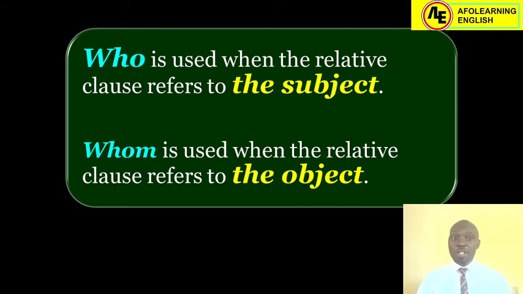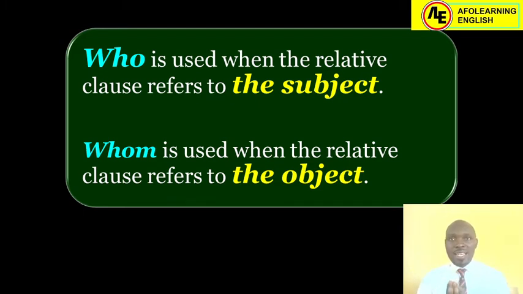Who is used when relative clauses refer to the subject. So when you are referring to the subject in a sentence, you use who. Very good. What about whom? Whom is used when the relative clauses refer to the object. So when I want to use whom, I must use it in such a way that it refers to the object in the sentence.